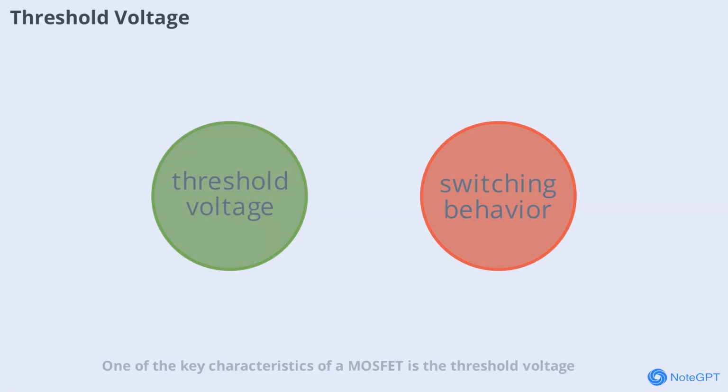One of the key characteristics of a MOSFET is the threshold voltage, often denoted as VTH. This is the minimum gate voltage required to create a conductive channel between the drain and source. Below this voltage, the MOSFET remains off and no current flows. The threshold voltage is critical for designing circuits as it determines the switching behavior and sensitivity of the MOSFET. Different MOSFETs have different threshold voltages, tailored for specific applications.